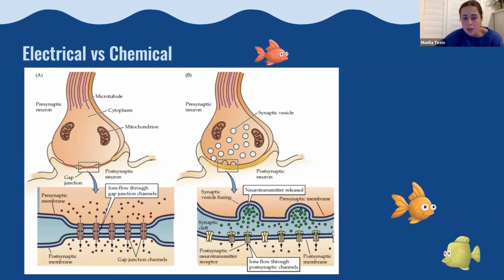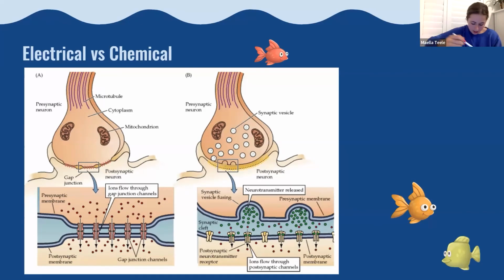Whereas if we switch on to the second image, which is our chemical synapse, you can see that there aren't these channels anymore, and there are these little vesicles which have to fuse with the presynaptic membrane and then release neurotransmitters to pass the message on. There are still postsynaptic channels, but they're just not connected like they are in electrical synapse. So it just takes a lot longer because these neurotransmitters have to diffuse across the synaptic cleft and then go through the ions and hit the postsynaptic cell.